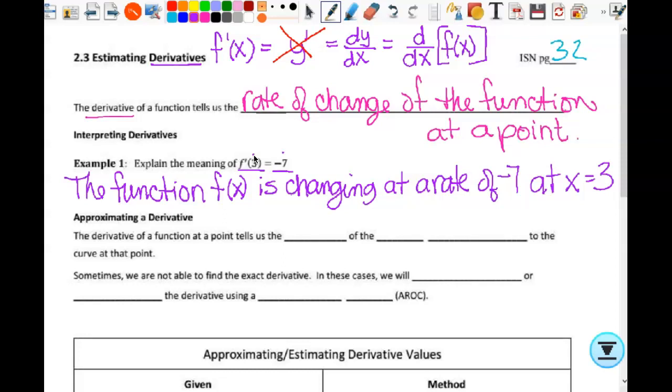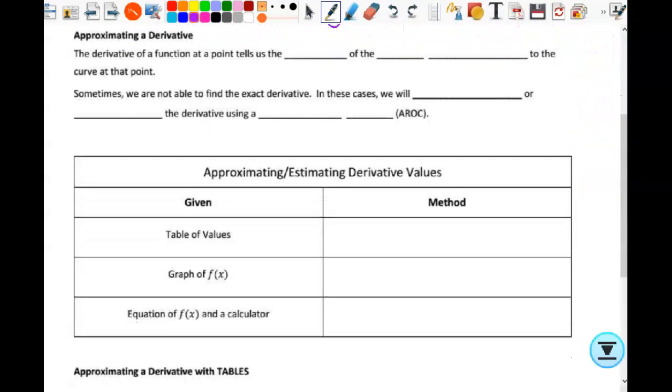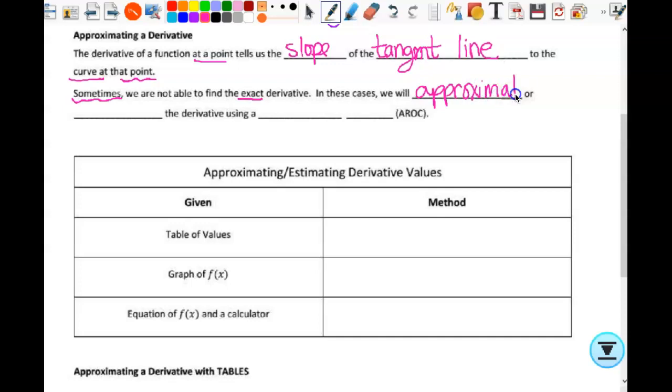We okay with that? So we have found the derivative by doing the limits. We were given some derivatives, and then we're going to look at approximating it. So the derivative of a function at a point, right, tells us the slope or the rate of change of the tangent line. Some of this is a little repetitive from what we wrote the other day, but there's nothing wrong with being repetitive. Tangent line to the curve at that point. Sometimes we are not able to find the exact derivative. In that case, we will approximate or estimate the derivative using a fancy word here, difference quotient.